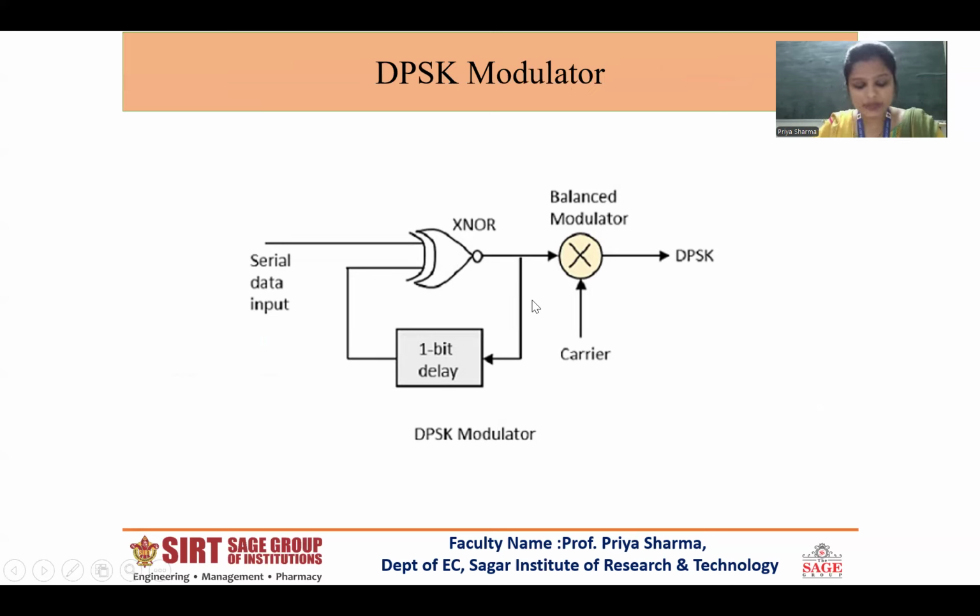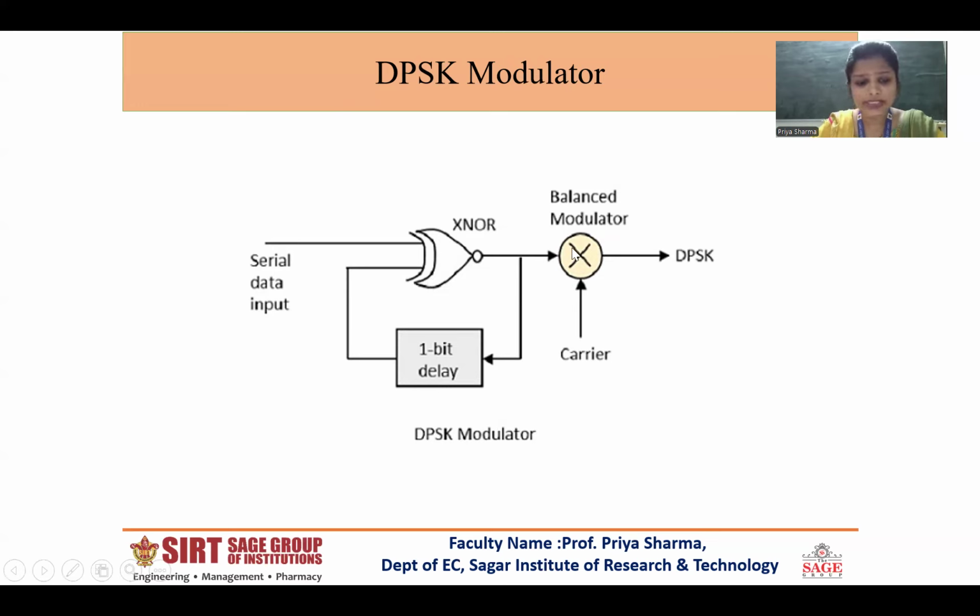So let's discuss its operation. The input binary data sequence is applied to the input of the encoder or the logic circuit, such as an XOR gate. As you can see, I have used an XOR gate. The other input to the encoder is a 1 bit delayed version of the previous data.